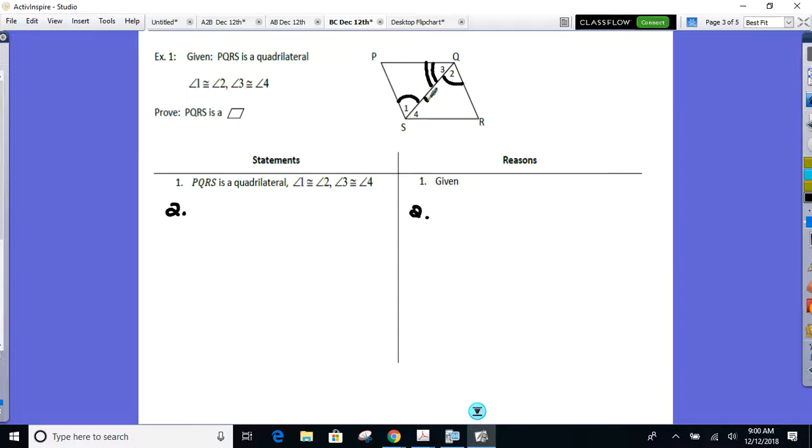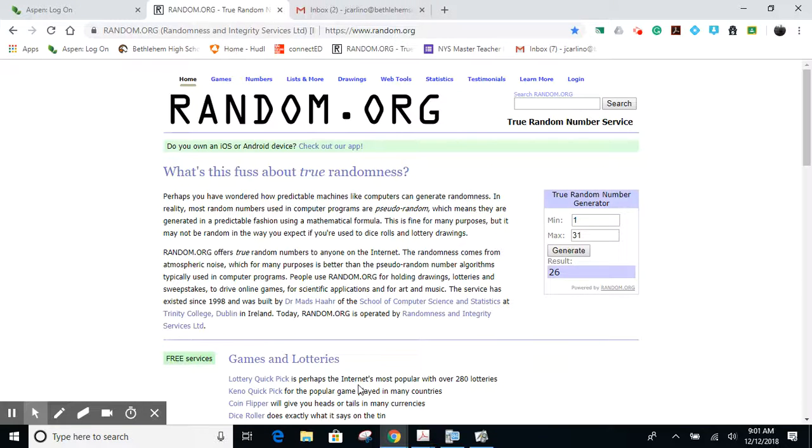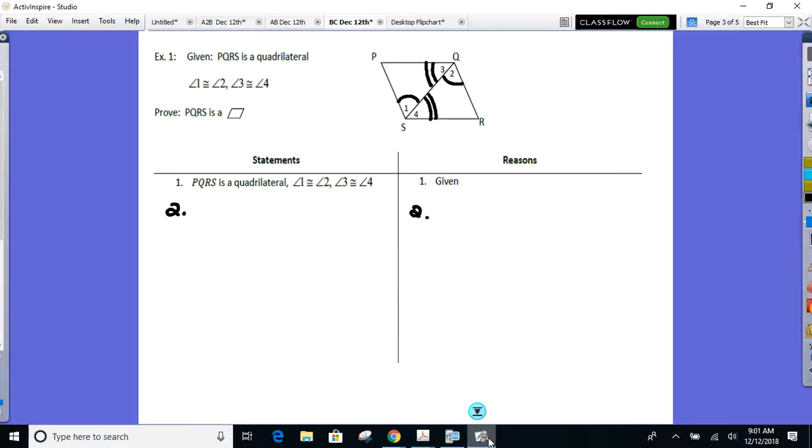I got 1 congruent to 2, 3 congruent to 4. Let's make it into a parallelogram. All right, 1 congruent to 2. Where can you get from 1 congruent to 2? Better get these lines specific for me. 1 and 2 being congruent leads to what? Which ones specifically do 1 and 2 lead you to? PS parallel to QR. Everyone all right? That's where 1 and 2 lead to.